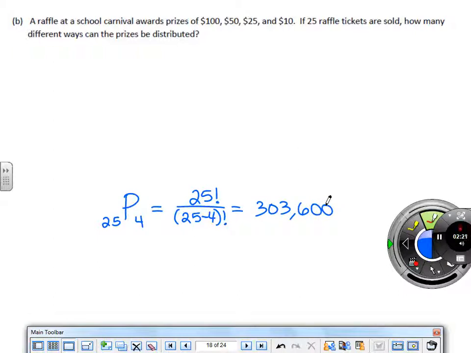So, 303,600 ways to pick those 4 raffle winners. And there would be significantly less ways if the prizes weren't different, right? Because then the order wouldn't matter, and we'd divide by that extra 4 factorial. Okay? It's all right with everybody?